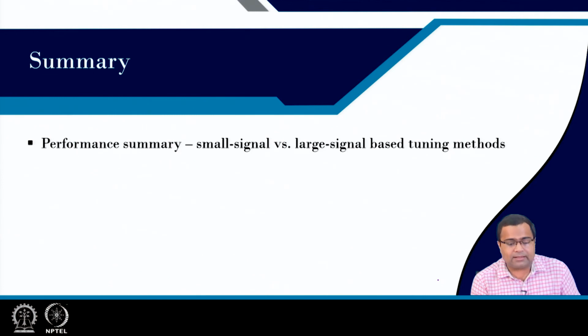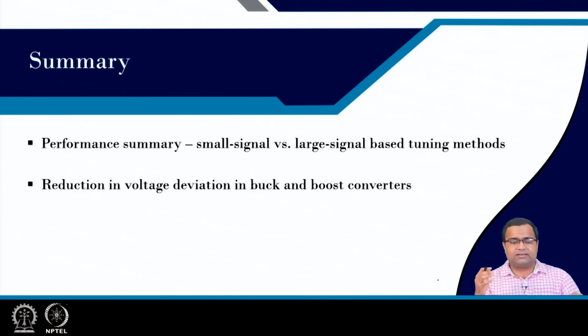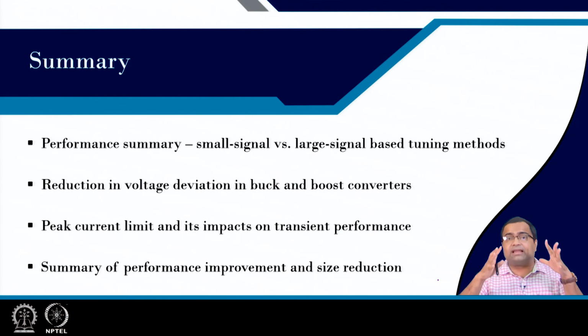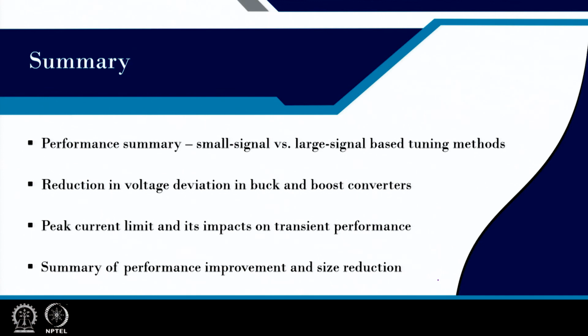So, in summary, we discussed the performance of small signal versus large signal based tuning methods. We have shown that the reduction in voltage deviation in buck and boost converters can be achieved, and there is a peak current limit we can impose, and we can still achieve very fast transient response subject to the current limit. We have summarized the performance improvement as well as the size reduction, and this can be useful for achieving higher efficiency, faster recovery and smaller size power converters for future power management solutions. So, with this I want to finish it here. Thank you very much.